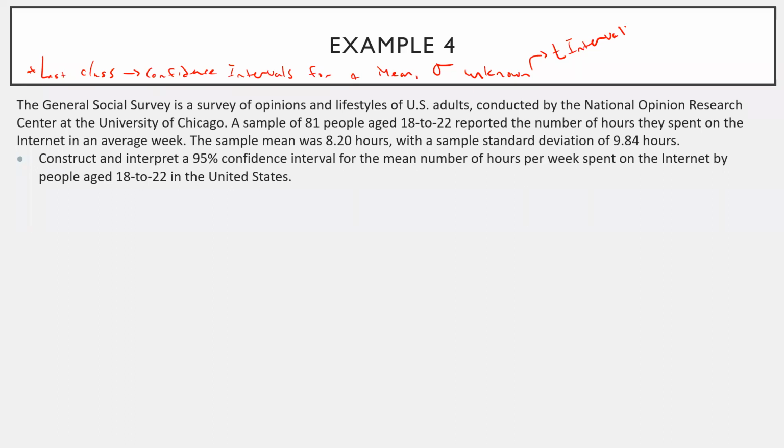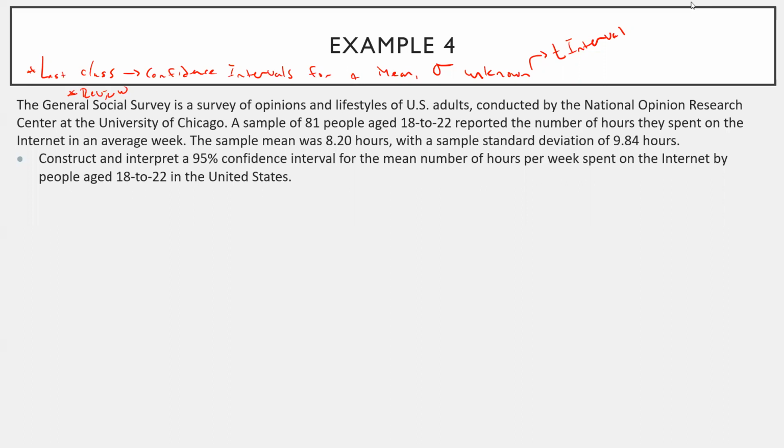Okay, so here's this problem. This is kind of just a review problem from last class. All right, the General Social Survey, I can't speak today. The General Social Survey of opinions and lifestyles of U.S. adults, and this is a real survey. It's conducted by the National Opinion Research Center at the University of Chicago. It's called NORC. It's a real research center, an awesome place for survey researchers.